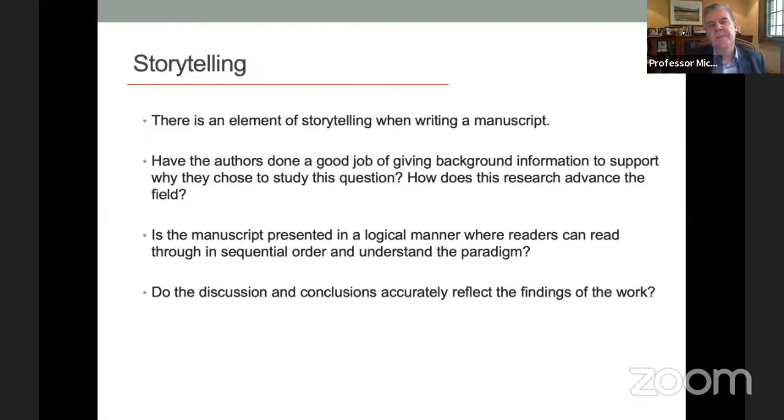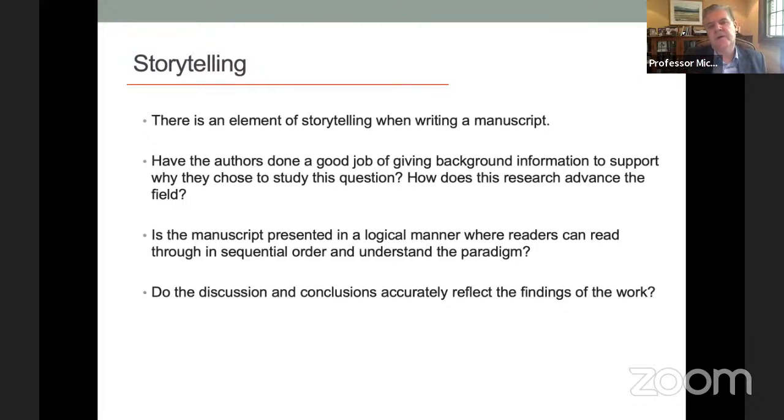There's an element of storytelling when writing a manuscript. Have the authors done a good job of giving the background information to support why they chose to study the question? It's not my expectation as an author that the reviewer is going to be an expert in my area, so it's my job as an author to tell the story. Then it's important that the author convey the message about how the research advances the field, and it's important that the editor and the reviewer have a grasp of this.